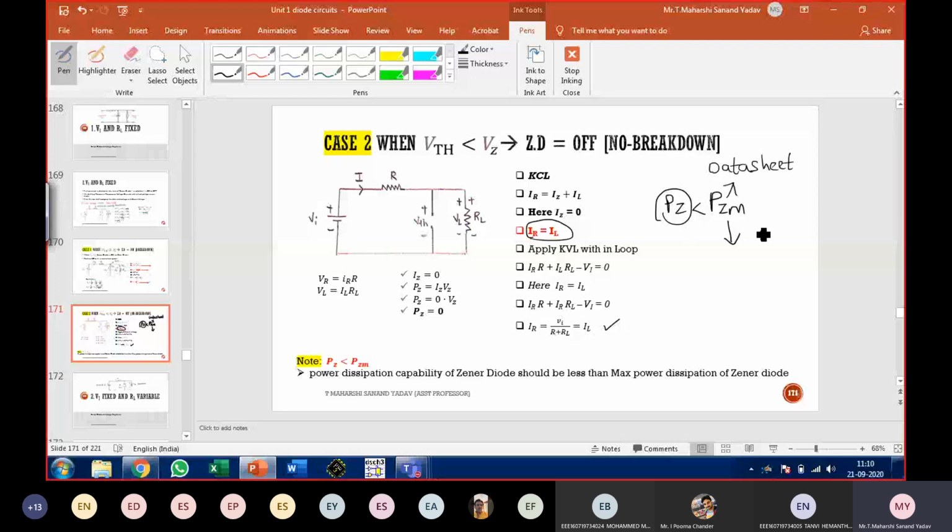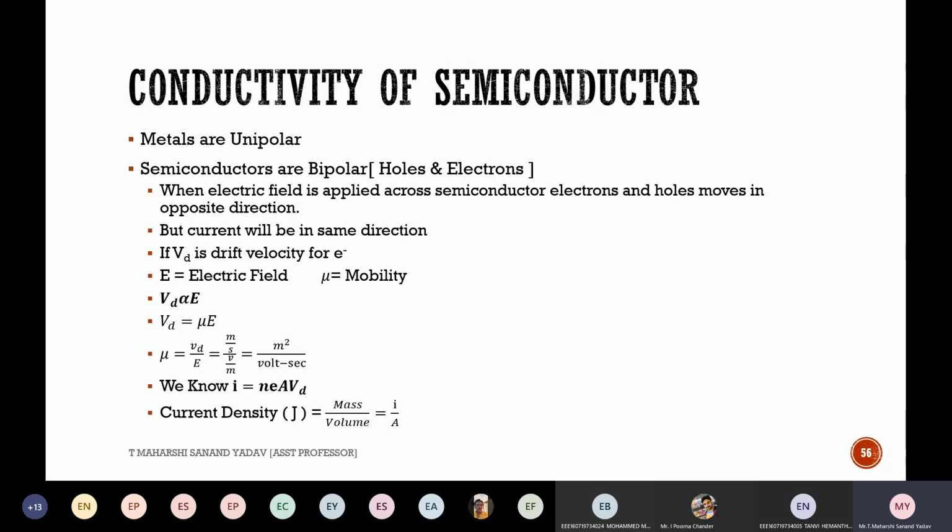So here I can write according to Ohm's law, if I want VR at this point, it is IR into R. At the same time, if I want VL, I can write it as IL into RL. So I got these 2 points. Suppose I'm getting IZ equal to 0. In order to find the power, PZ is IZ into VZ. However, this is 0, so power dissipation PZ is also 0.